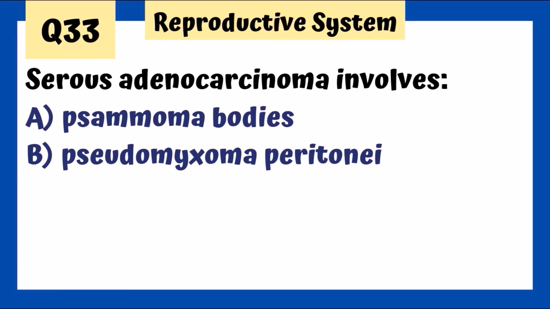Question 33. Serous adenocarcinoma. So now we're talking about a carcinoma where it's malignant. It involves psammoma bodies, not pseudomyxoma peritonei. The mucinous ones result in pseudomyxoma peritonei. Now, the serous adenocarcinomas tend to present late. That's why they have a poor prognosis. They present with abdominal pain and problems with urination.